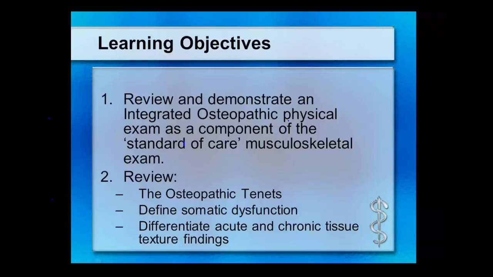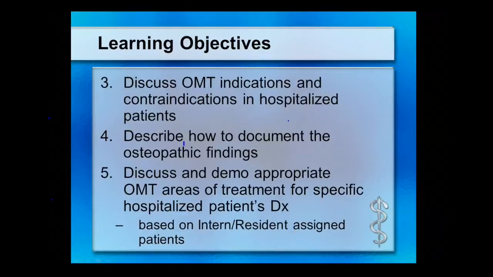As always, we're going to review some of the components of osteopathic medicine, which include the tenets, the somatic dysfunction, and some of the acute and chronic TART findings. We're going to go over contraindications as well as indications, primarily focusing on hospitalized patients, but applicable otherwise. We're going to briefly talk about some of the documentation requirements. As we move into the ACGME environment, those are subject to change.